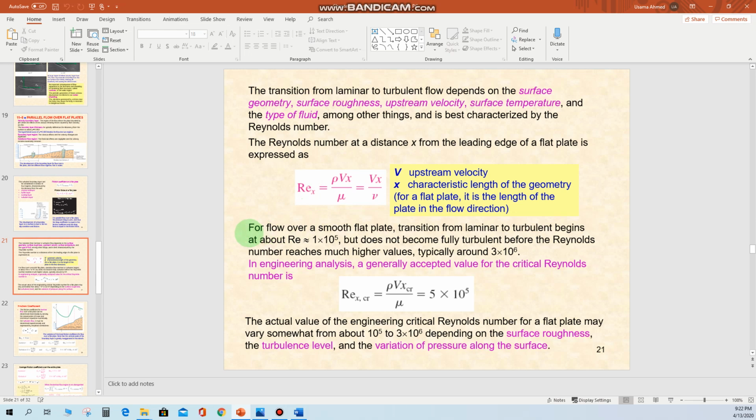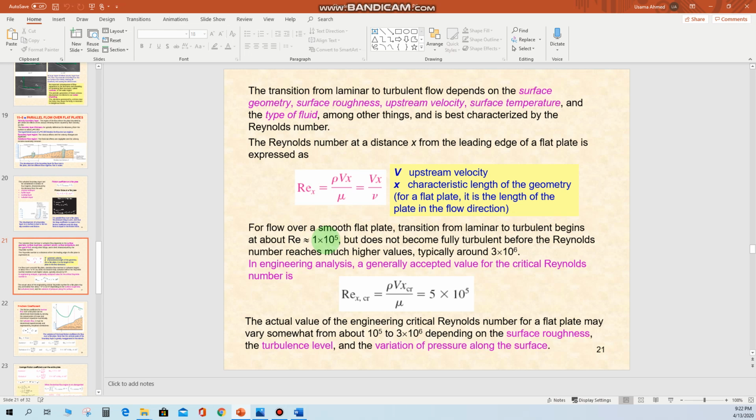Now, what should be the value for the Reynolds number if we are dealing with flat plates? Okay, so let's see the values for flow over a smooth flat plate. Transition from laminar to turbulent region begins at a Reynolds number approximately equal to 10 raised to the power 5, but does not become fully turbulent before the Reynolds number reaches much higher values, typically around 3 into 10 raised to the power 6. Okay, so we can have this range here to differentiate between the type of flow, either laminar or turbulent.